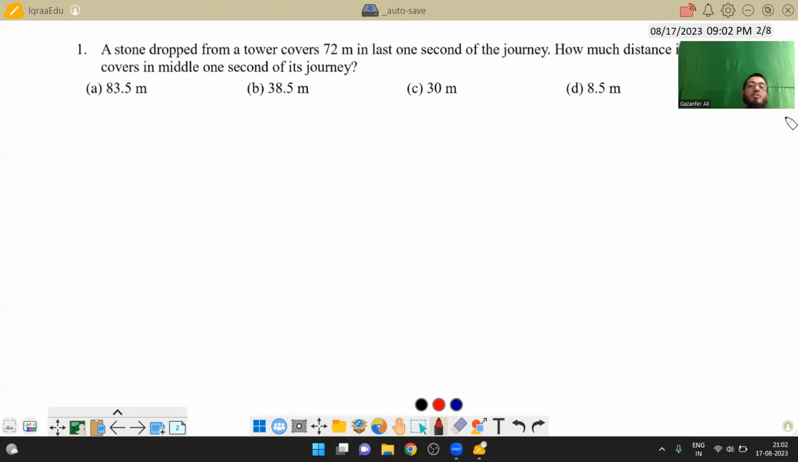Questions are relatively tough today. A stone dropped from a tower covers 72 meter in the last 1 second of the journey. How much distance does it cover in the middle 1 second of its journey? Can you do it and tell me? How much distance does it cover in the middle 1 second of the journey if it covers 72 meter in the last 1 second of the journey?